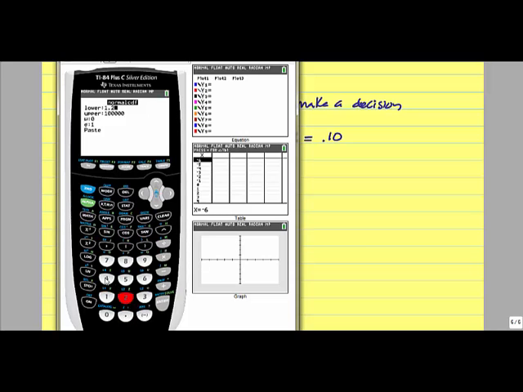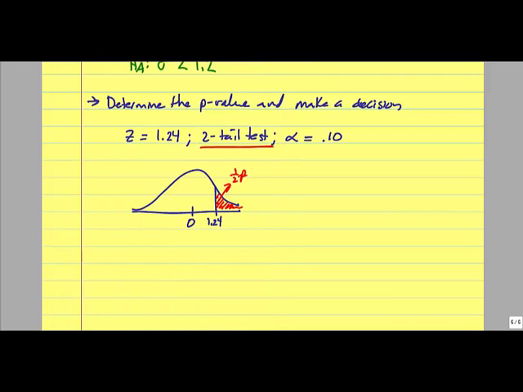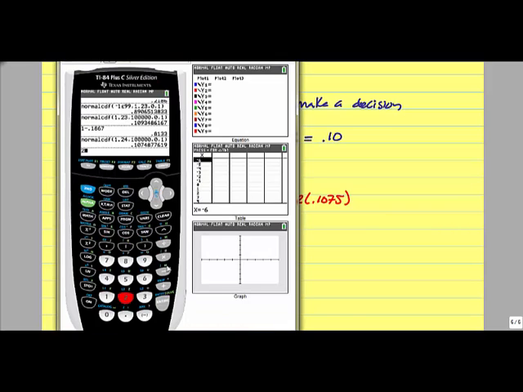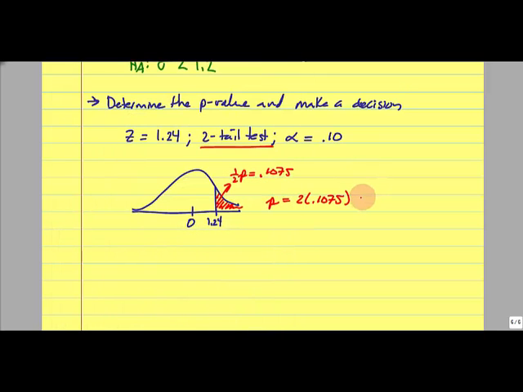My lower will be positive 1.24. 100,000 would be an extreme upper value. It's actually going toward infinity. My mean is 0, my standard deviation is 1. And it's giving me a value of 0.1075. Now remember, this is half of p. So p is going to be 2 times 0.1075. So let's go ahead and grab our calculators and see what that's going to be equal to. So 2 times 0.1075. So I get 0.215 for my p-value. This is a big p-value.